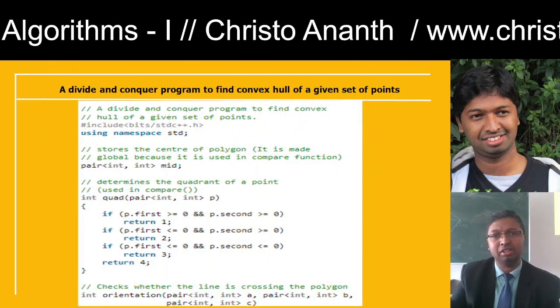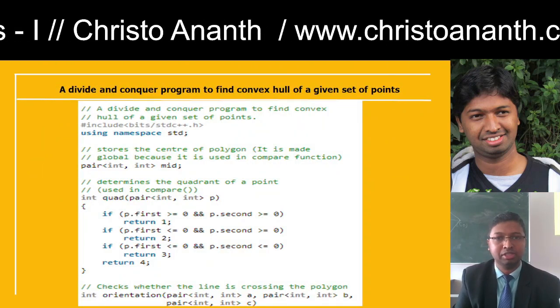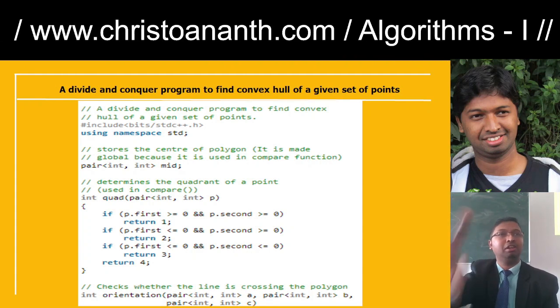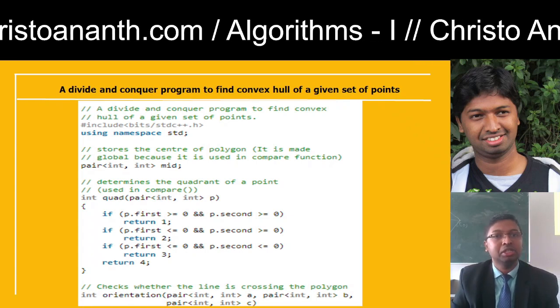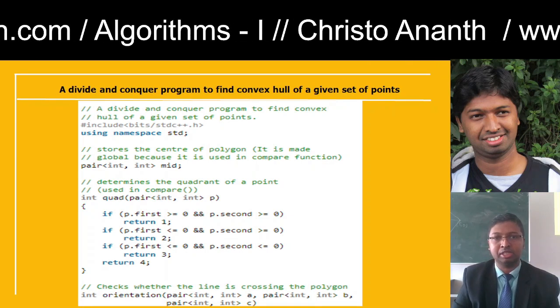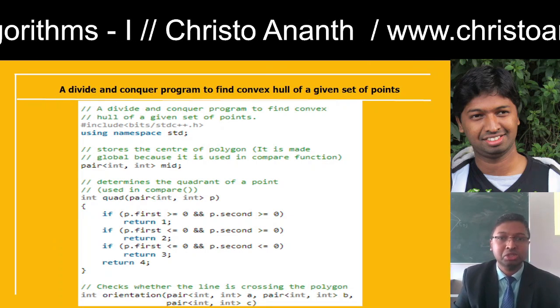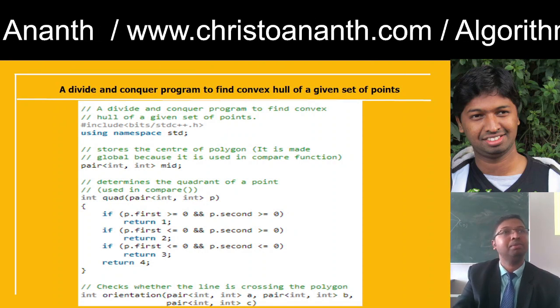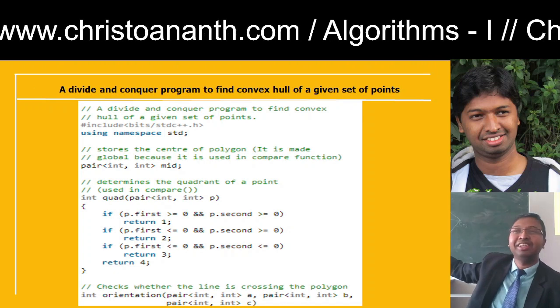So this is the divide and conquer program to find the convex hull for the given set of points. Fairly a very long program. So you are going to have using namespace std. You are going to store the center of the polygon. Maybe at the end of the program, I will tell you once again.